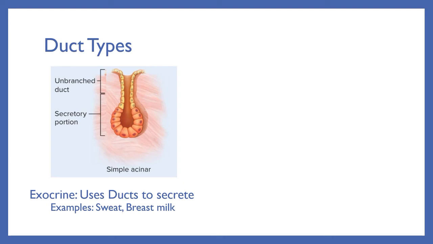Here's a picture of an exocrine gland. This one is going to secrete onto the surface. It produces sweat and secretes it onto the surface of the skin. Breast milk is another example. It's actually produced by these exocrine glands as well. It's just very nutrient rich with fats and lipids and antibodies to keep those babies healthy.